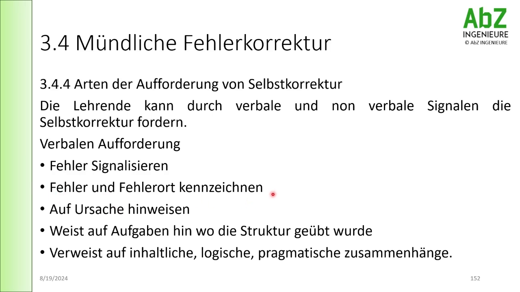Then Fehler und Fehlerkorrektur kennzeichnen. So symbolize this area, this symbol. So you can show them where the error was and what the error was. Explain them the reason for the same. Give them tips where to find the correct structure and how to practice the same. Give them tips about Inhalt, logical elements or the practical elements which are dependent on the structure, so that way he will remember the rules.